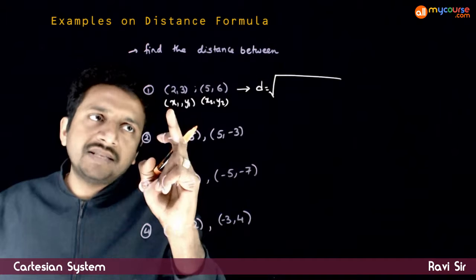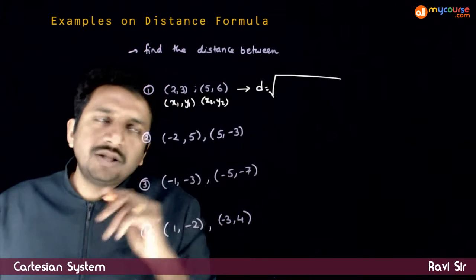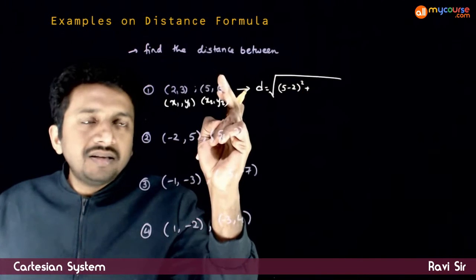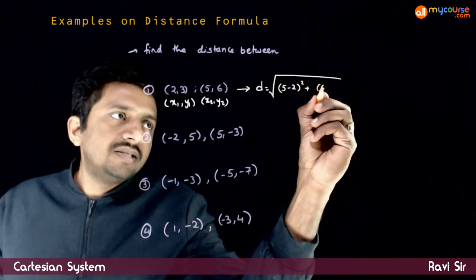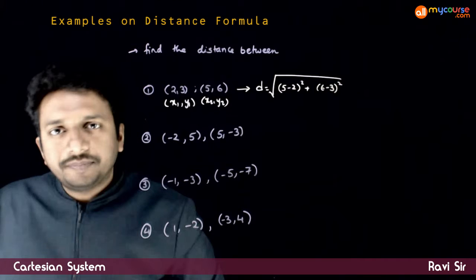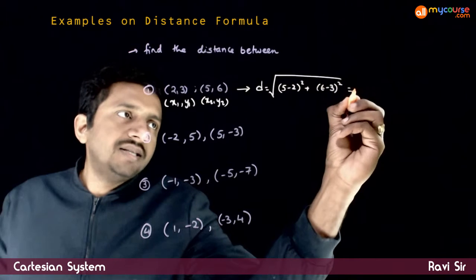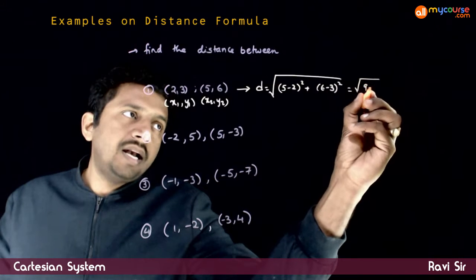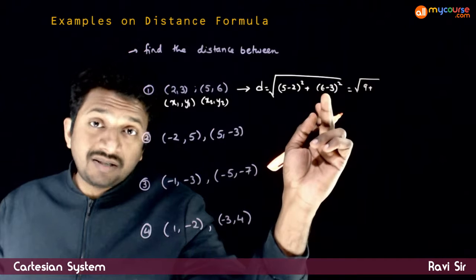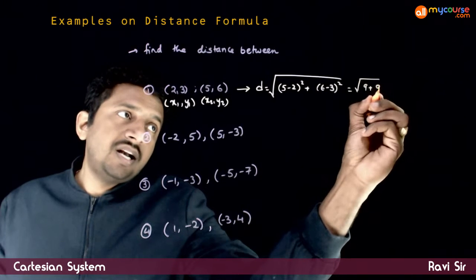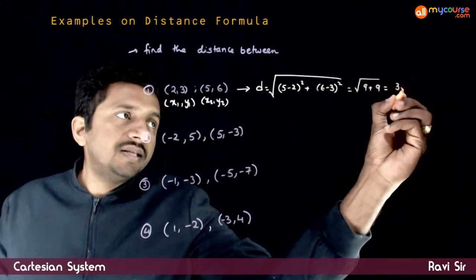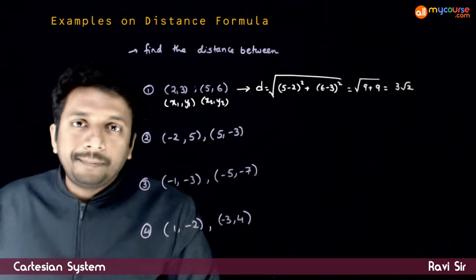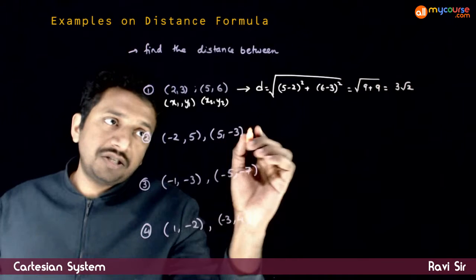So x2 minus x1, 5 minus 2, whole square, plus y2 minus y1, 6 minus 3, whole square. That is equal to root of 5 minus 2 is 3, 3 square is 9, plus 6 minus 3 is also equal to 3, 3 square is 9. Root 18 is nothing but 3 root 2. Now let us go to the next question.